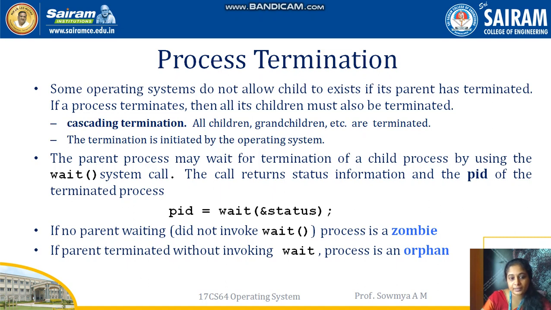If the parent terminated without invoking wait, the process is an orphan. So the parent creates a child process, but the parent is not waiting for the child process to execute in the form of wait, then the process is called an orphan. These zombie and orphan processes are handled by the operating system to terminate them.